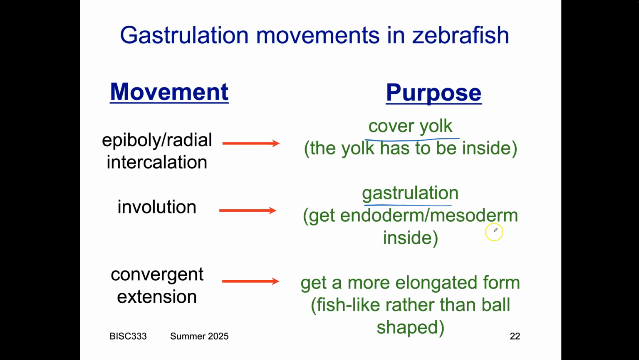And that leaves the ectoderm on the outside, except for the neural tube, which gets internalized, and that gives you your epidermis and your nervous system. And then convergent extension changes that ball into an actual fish shape to get that more elongated form.